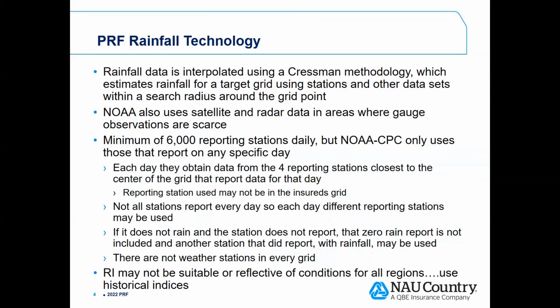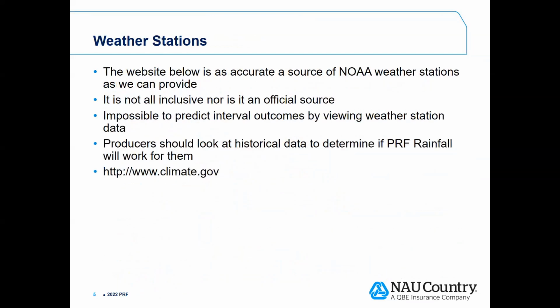So it's certainly one of those things that I would utilize, our historical indices, and see how it performs in your grid. The weather stations, like I said, NOAA monitors those and handles those. The website here at the bottom is a website you can go to. It is not the official source, but it's the best source we have to let you know where those weather stations are. Like I said, if the guy asks you where it's at or how close they are to his particular ground or his grid, you can come here to the website at the bottom and look there.